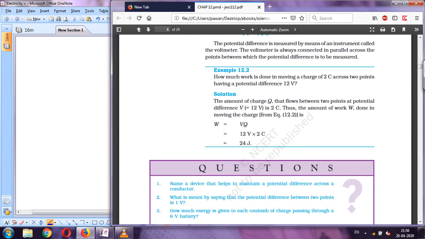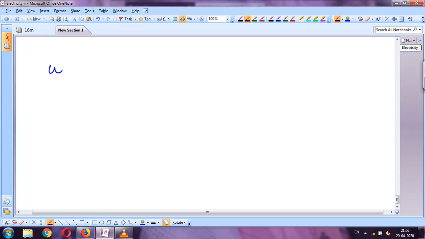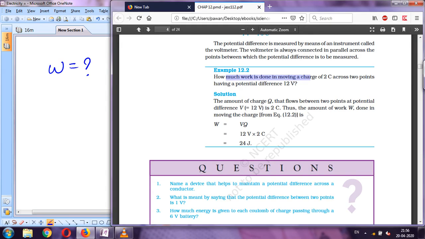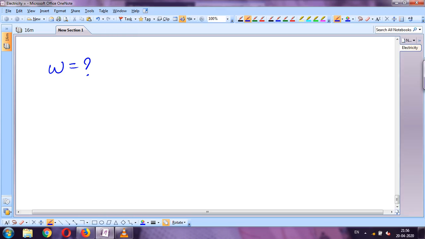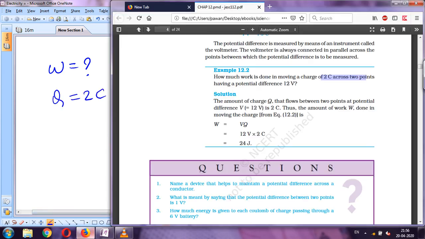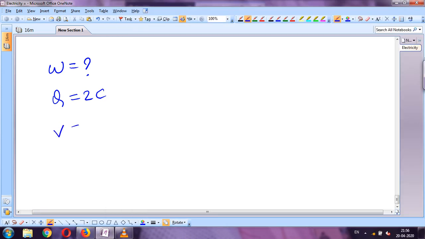So potential difference, its formula we studied. We studied 1 volt, its definition. Okay, now we have one question. How much work is done? They are asking for work. How much work is done in moving 2 coulomb, that means charge is given as 2 coulomb. Potential difference is 12 volt.